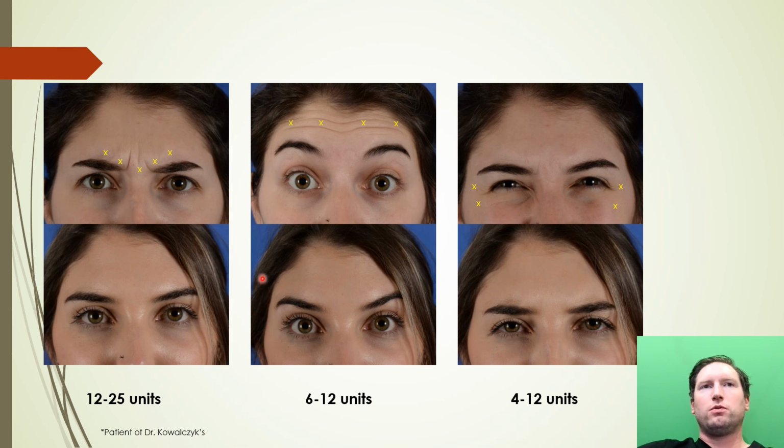This is an example of one of my patients pre and post treatment. This is the typical scheme that we inject here at the glabella, the forehead, and around the eyes, and this can vary in terms of the number of injection points and how many units we use. This is a rough estimate of what we use for the glabella, or the 11 lines, for the forehead, and for the crow's feet area.